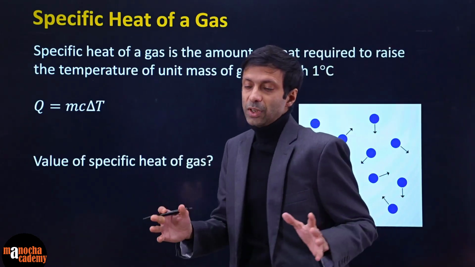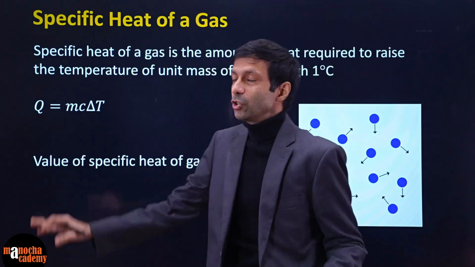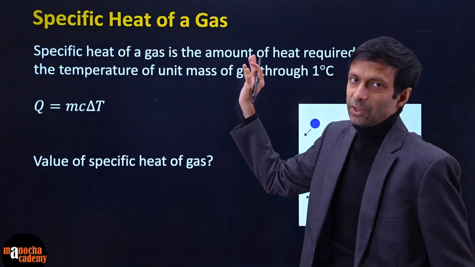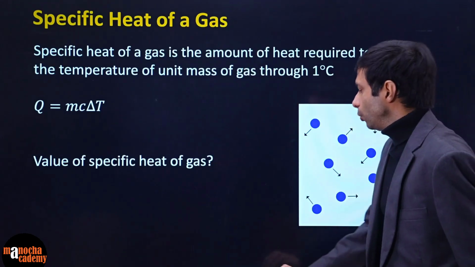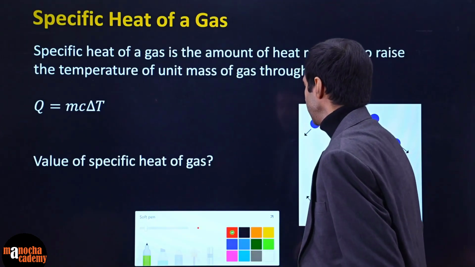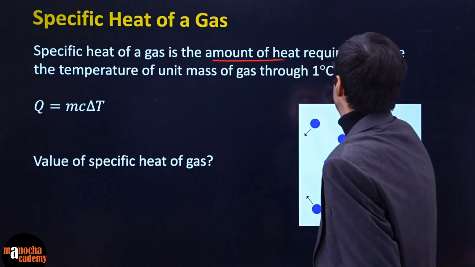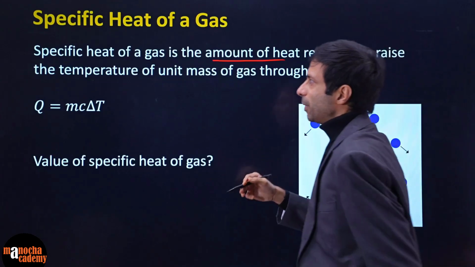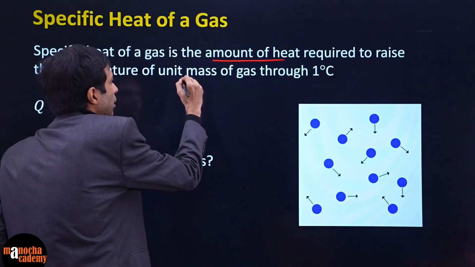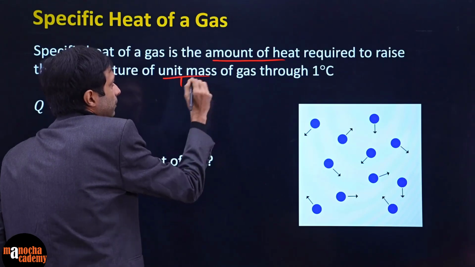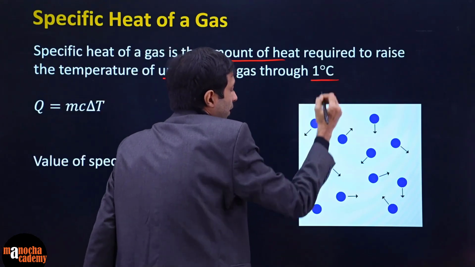So we have talked about the first law of thermodynamics. Now let's talk about the specific heat of a gas, right? What is the meaning of specific heat of a gas? It is the amount of heat required. So how much heat do I need? Suppose I have to raise the temperature of a unit mass, let's say 1 gram or 1 kg. Let's say we are using CGS units, so I have 1 gram of the gas. I want to heat it by 1 degree Celsius.